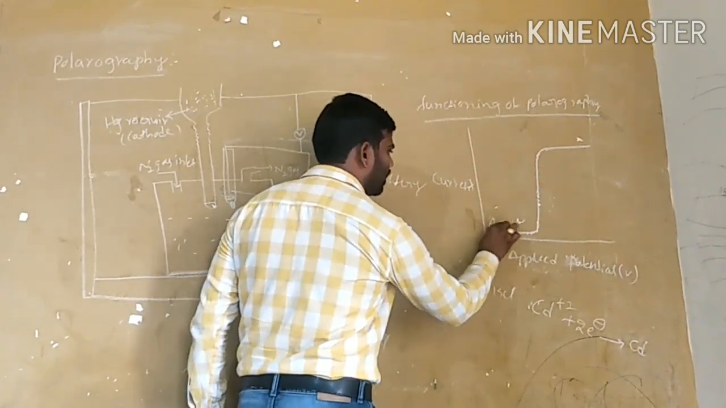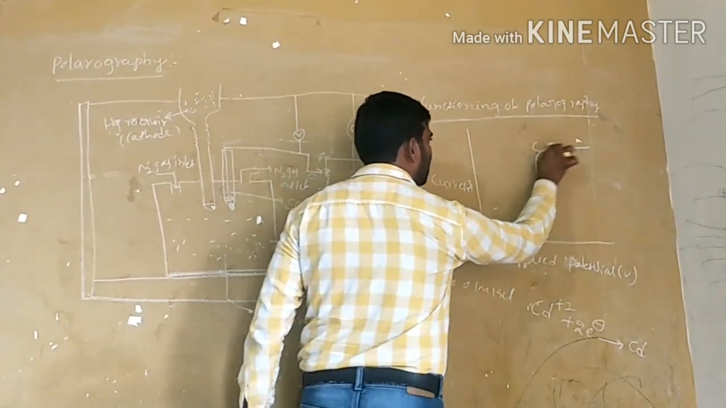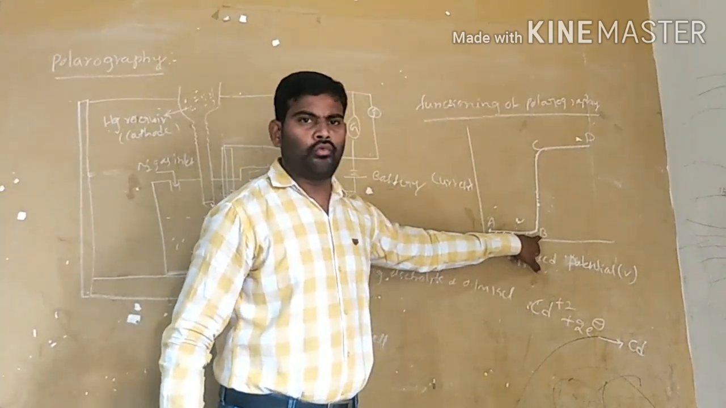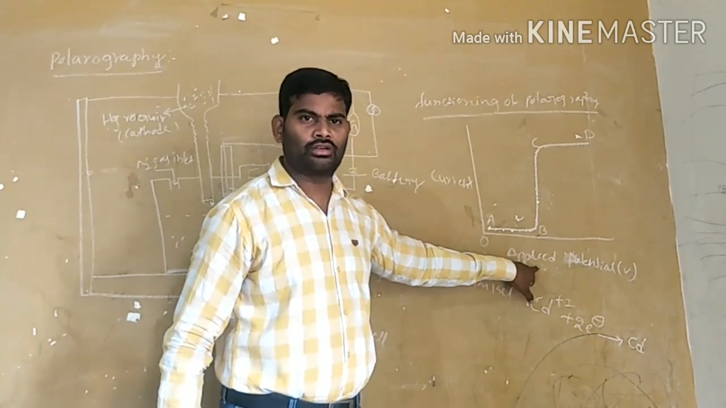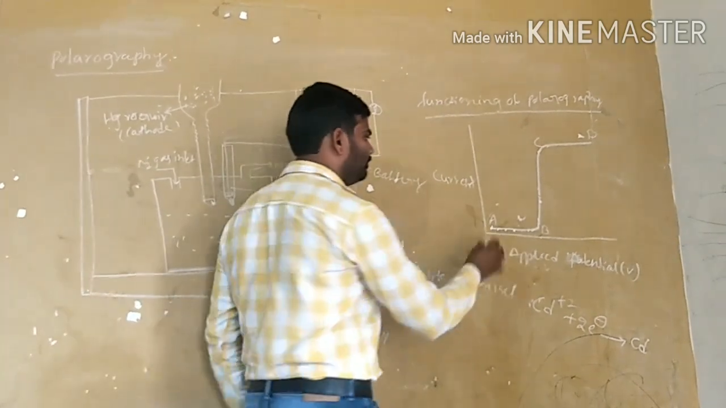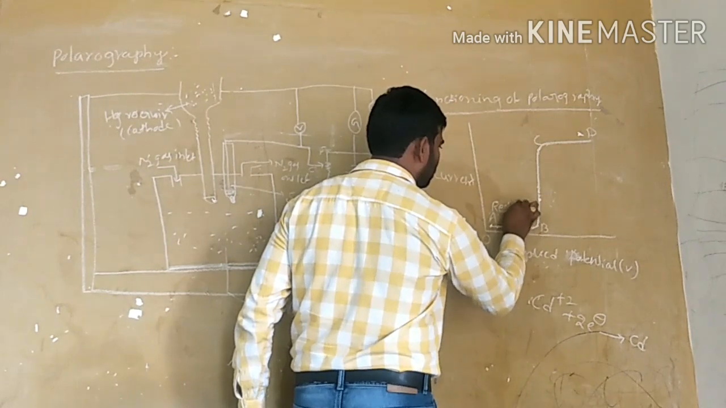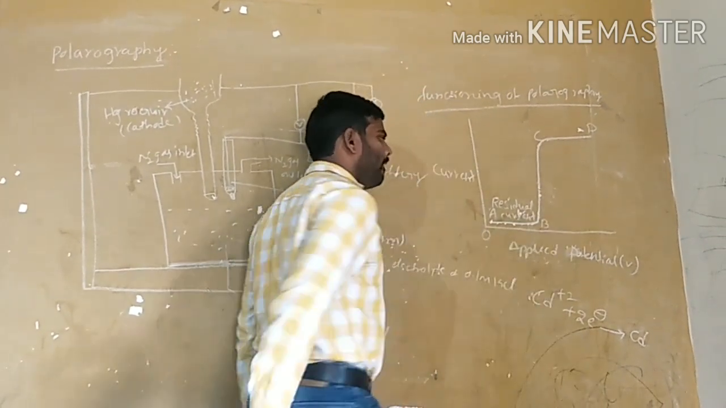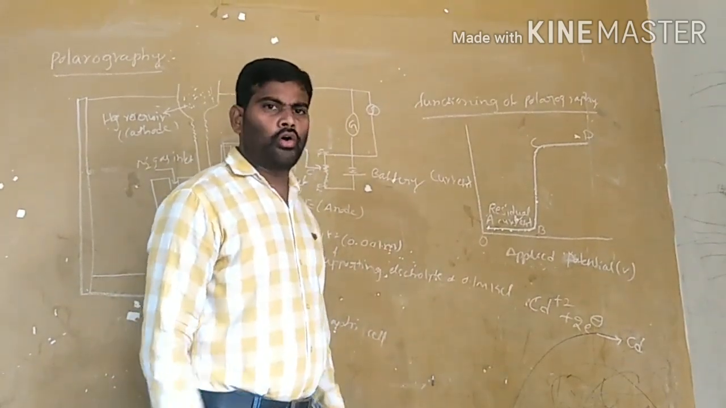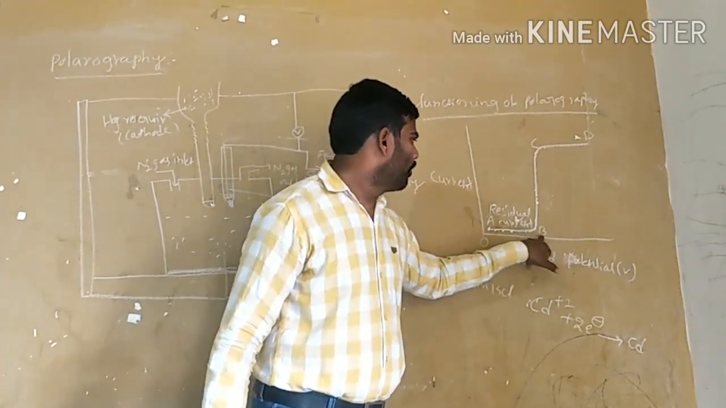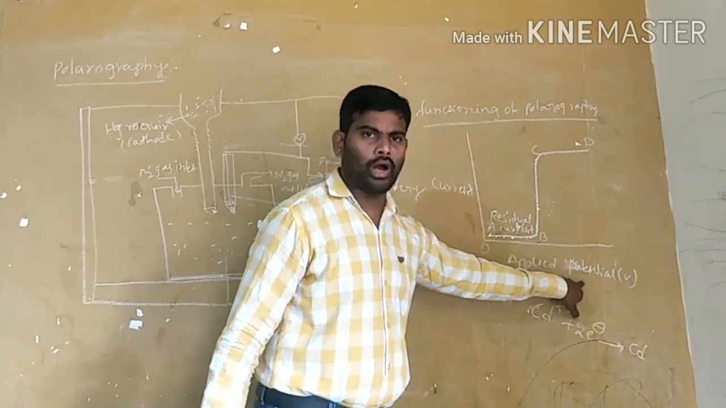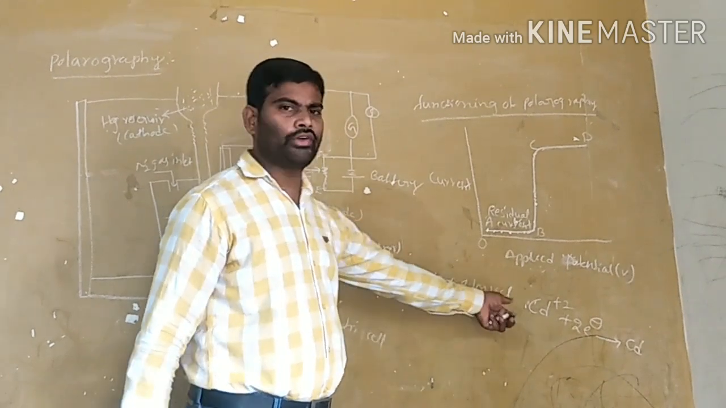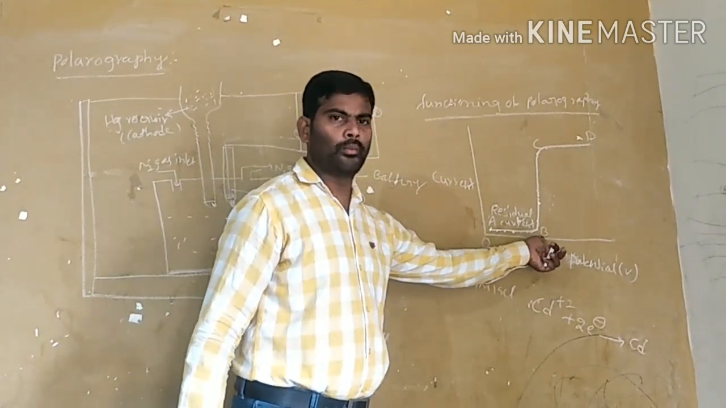and I am labeling it A to B, C and D. Here from A to B, there is no flow of current by the applied voltage. This current is called residual current. Residual current means there is no flow of current up to B by the applied potential value, because no dissociation of electroactive species takes place up to B.